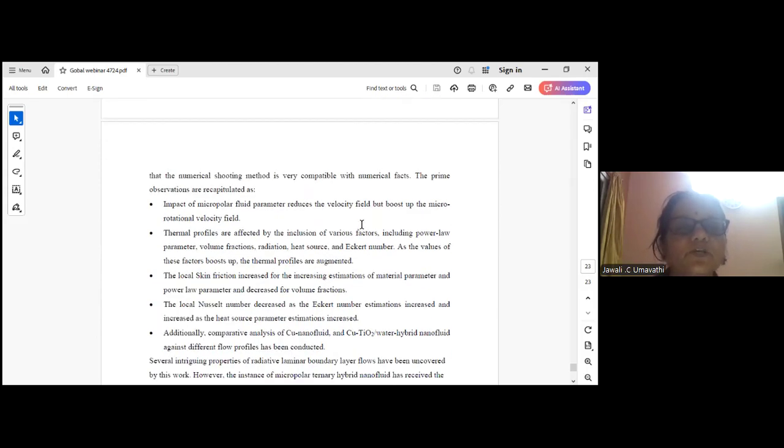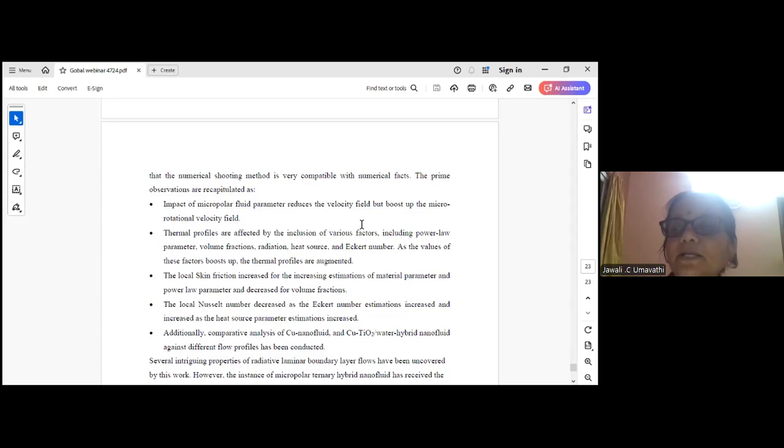The impact of the micropolar fluid parameter reduces the velocity. Of course, even for a Newtonian fluid, when we go for non-Newtonian fluids, the velocity of Newtonian fluids is always higher than the non-Newtonian, because the Newtonian is a linear relationship, whereas this is a non-linear relationship. And not only that, especially here, micropolar, the polarity reduces the velocity field.